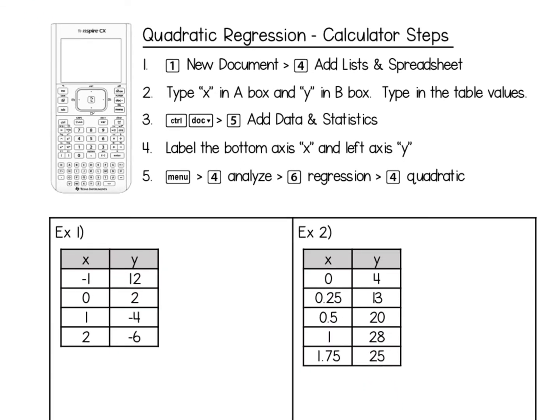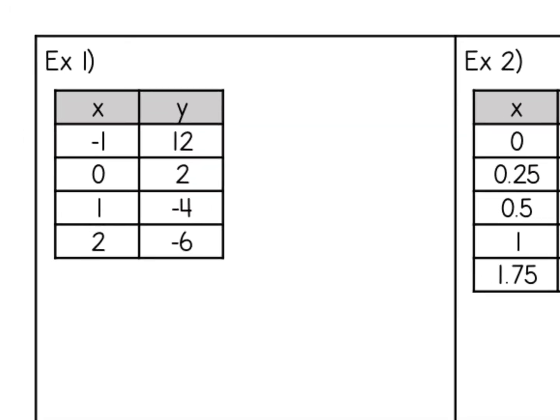You would do a new document, list, and spreadsheet. That's the closest thing to a table. Type in your values. Then you go to data and statistics, label your axes, and then menu 464. So honestly, it is really super easy. Let's look at example number 1.